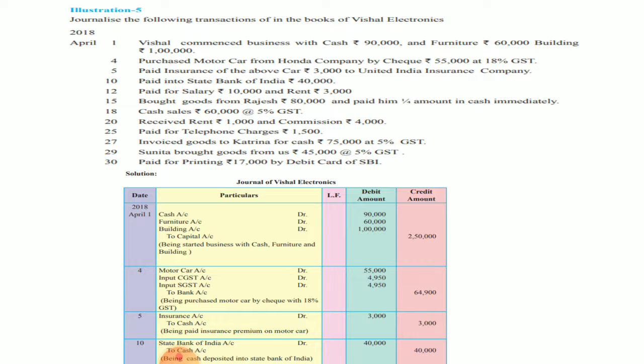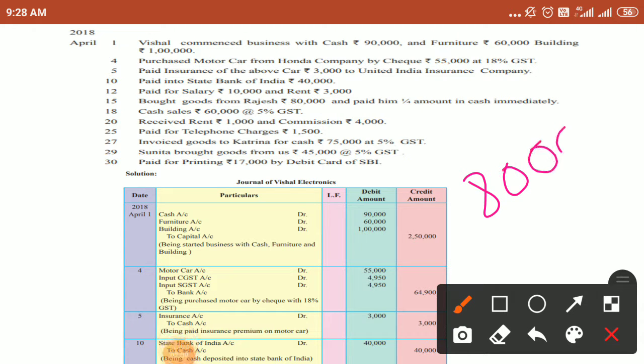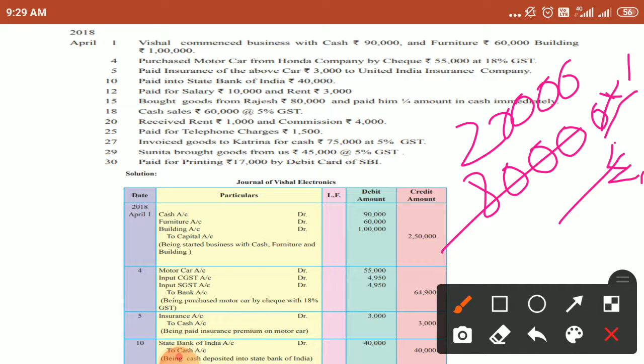Then next on April 15 bought goods from Rajesh rupees 80,000 and paid him 1/4 amount in cash immediately. Okay, so what do we have to do? Here Rajesh's amount is 80,000. We have to pay Rajesh 80,000 because we have bought goods from him. From this, what he has done: 1/4 amount we have paid. So how much is 1/4? It comes to 20,000. So 20,000 we have paid him by cash. So when the cash is going out of the business, that is 1/4 amount.